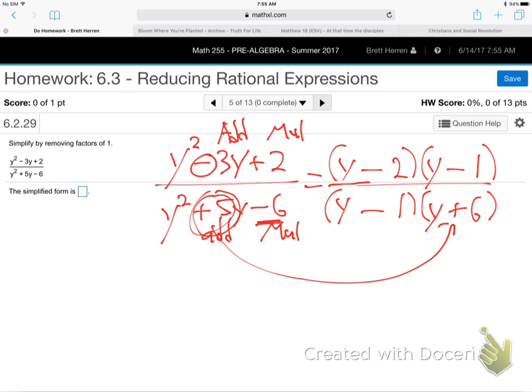Am I racing ahead too fast? That good? Right? Plus 6 minus 1 is plus 5 in the middle, and they multiply to be negative 6.